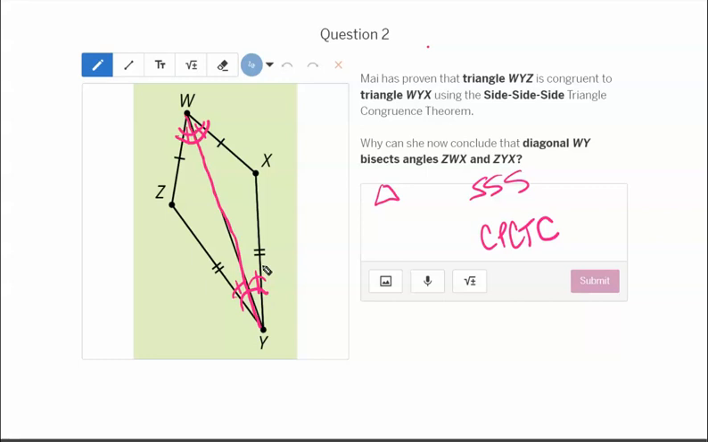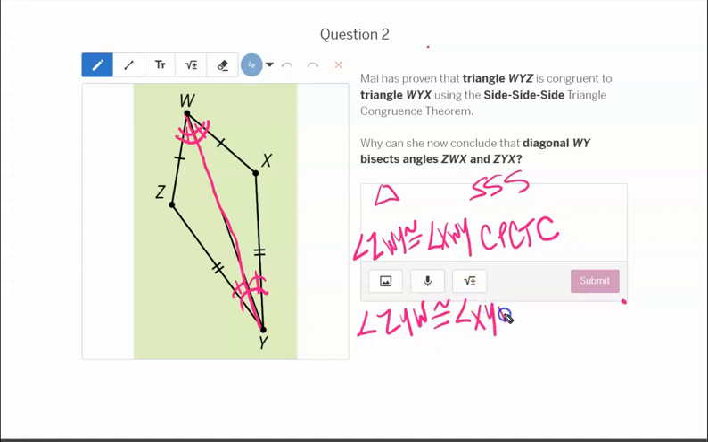both of those angles. So if we were to write all that out, we would say angle ZWY is congruent to angle XWY using CPCTC, and we would say the same thing about the bottom two angles. Angle ZYW is congruent to angle XYW using CPCTC. And if you write your answer in here and then hit submit, it will give you a nice written explanation of that.